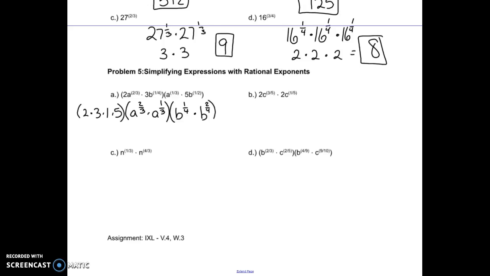So 2 times 3 is 6, times 1 is 6, times 5 is 30. 2/3 plus 1/3 is 3/3, or a whole. So that's the same as just an invisible 1. And then 1/4 plus 2/4 is 3/4, so b to the 3/4.